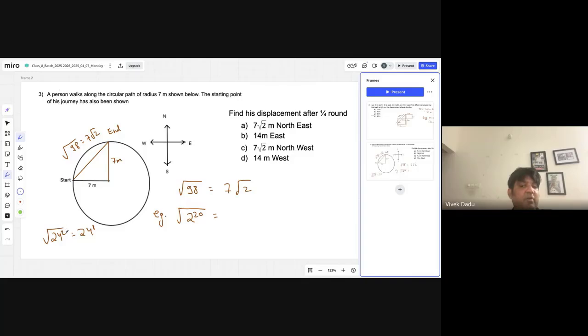For example, if the power was 2, what has the square root done? It made it power 1. Okay. What will this do then? Square root of 2 power 20, it will make it 2 power 10. So you understood the role of square root? The role of square root is to make the power half. Half it. Is the first principle clear?